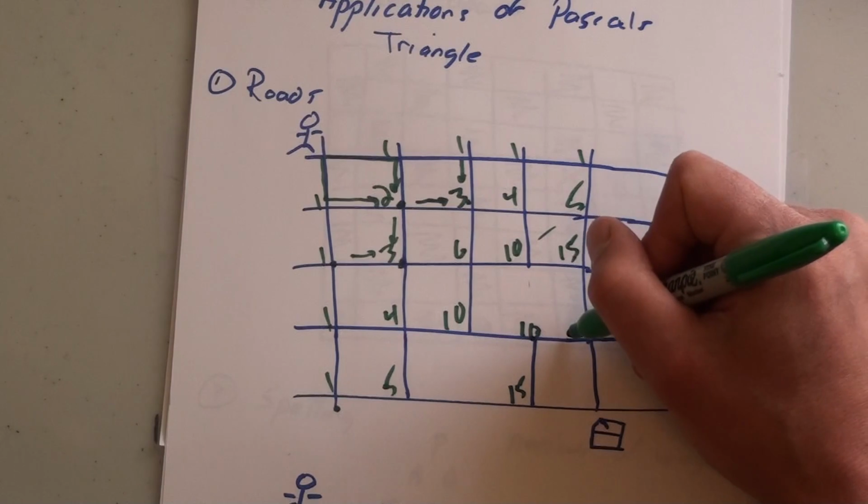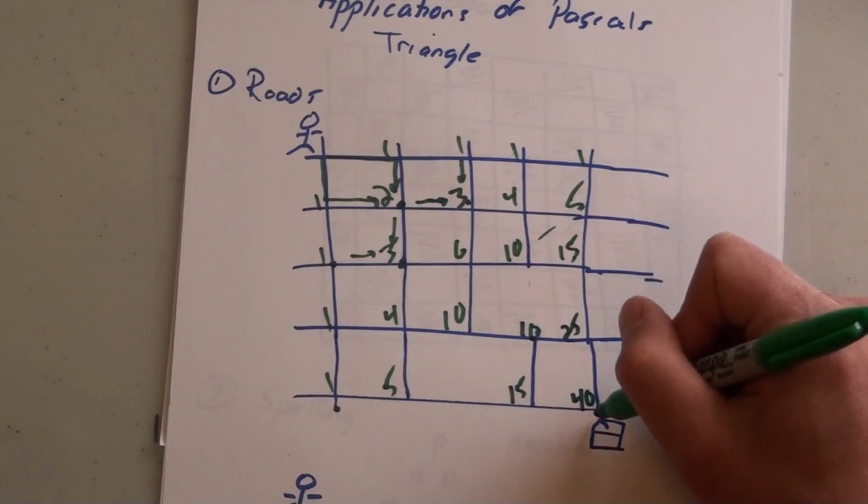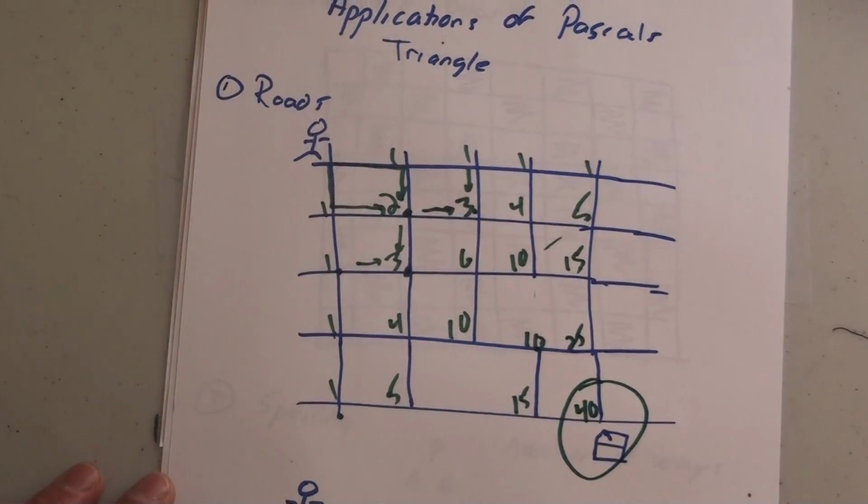And this 10, 15 would add up to give me 25 on that spot, and then I would have a total of 40 different ways to get to my destination.